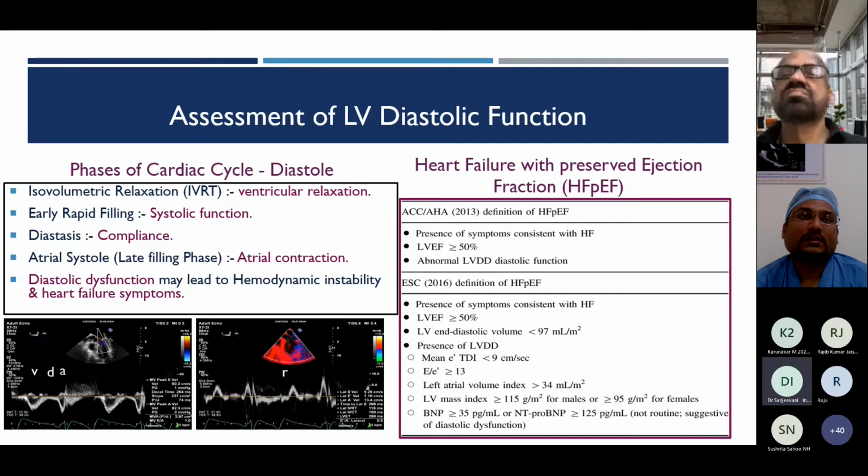One more important thing to be discussed is how would you grade diastolic dysfunction in atrial fibrillation?